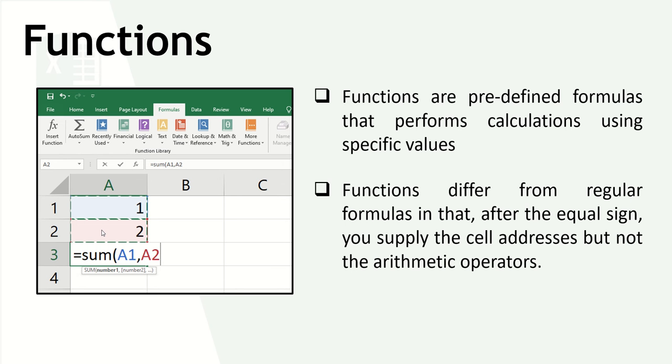In using formulas, manually typing the arithmetic operators, you need to manually select the cell and then type the arithmetic operator, for example the plus sign, and then repeat the process until you select all the reference cells. But in using functions, you just need to type the function name after the equal sign, and then enclosed in parentheses are the cell references and the arguments needed.